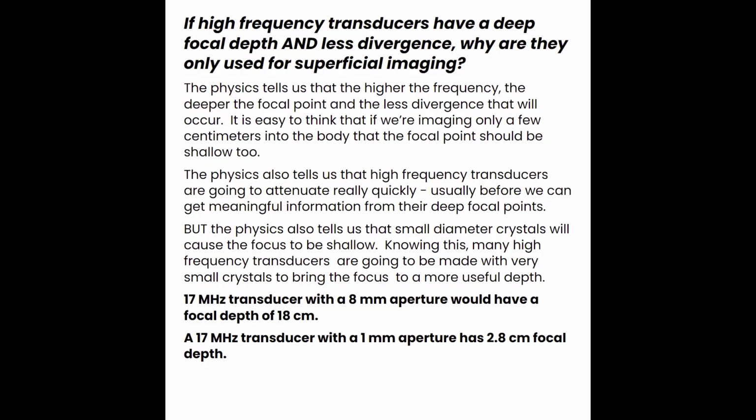So just as an example, one of our highest frequencies that we use in medical ultrasound is 17 megahertz. If we had a transducer with an 8mm aperture on that, it would have a focal depth of 18 centimeters. That 17 megahertz transducer is going to be gone long before 18 centimeters. So instead, we can turn that around and make it a 17 megahertz transducer with a 1mm aperture. Now we're looking at a transducer that only has a 2.8 centimeter focal depth. And that is going to be more conducive to using that high frequency for those superficial, shallow structures.